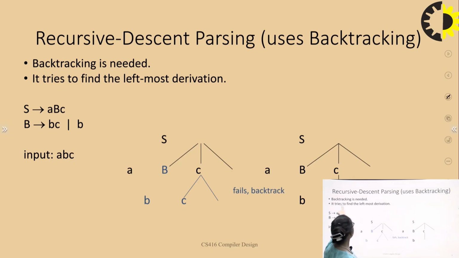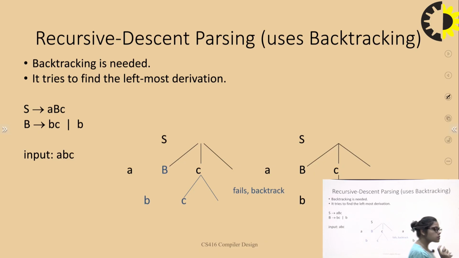For example, a grammar is given here: S derives a B, where small a is a terminal and capital B is a non-terminal, and again small c is a terminal, and B derives small b and c, and then again B. The input string is a, b and c. We need to derive the input string abc with the help of this grammar. Suppose I start with S, then we further divide into a B c, and then we further divide into B. Now I'm unable to get this particular string, because I want this particular string, right? I'm unable to get it.